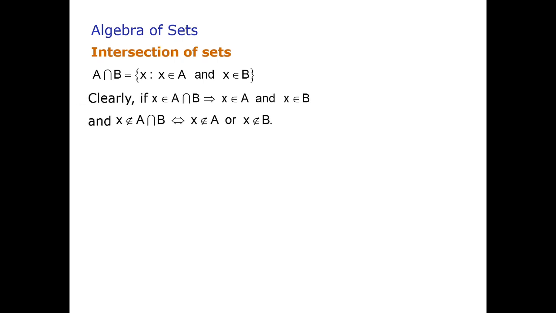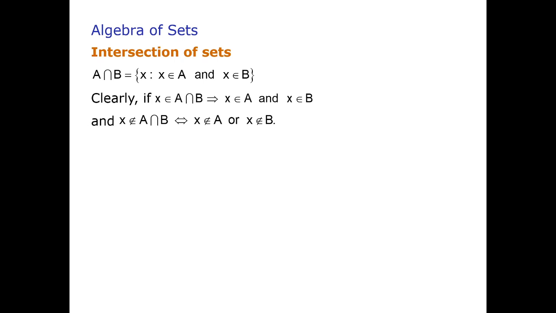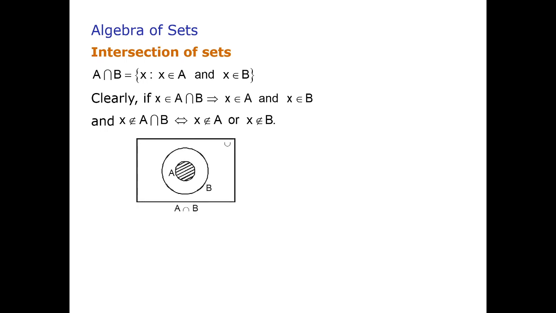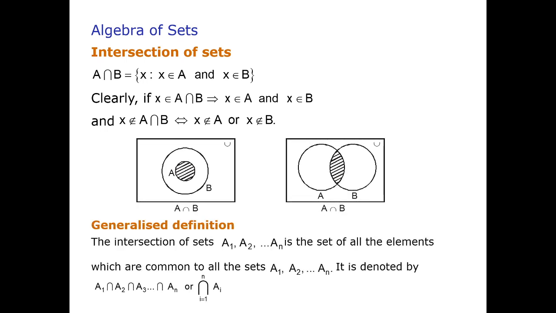Intersection of sets. The intersection of sets is nothing but the collection of all those x such that x is a member of A and x is a member of B. Clearly, x belongs to A intersection B implies x is a member of A and x is a member of B. But if x is not a member of A intersection B, then x is neither a member of A nor a member of B. Now, these are some pictorial representations of intersection. You can easily see it on your screen.